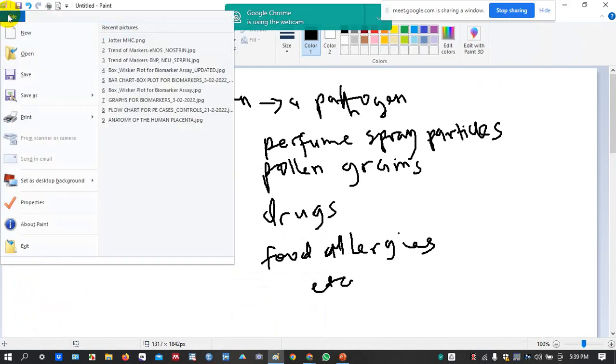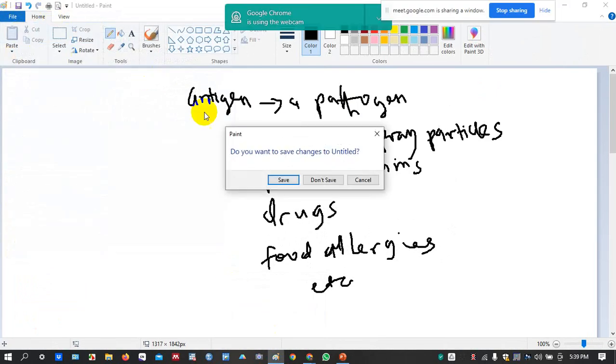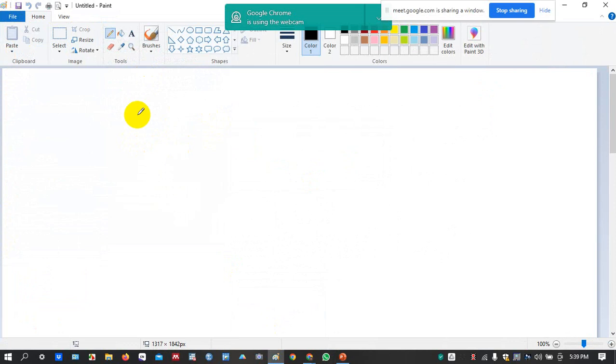So let's see. If you have blood group A, if you are blood group A positive, then this is what, a donor.